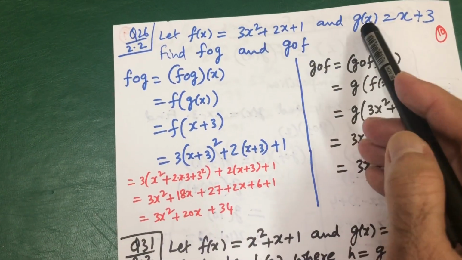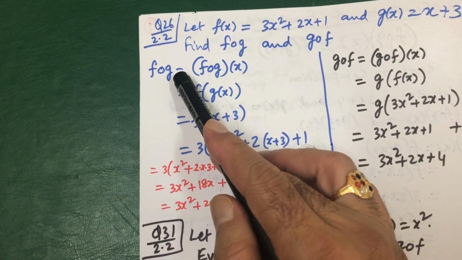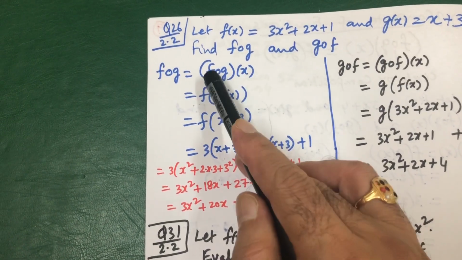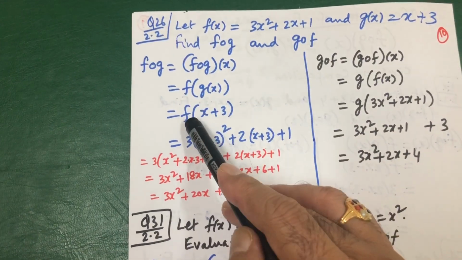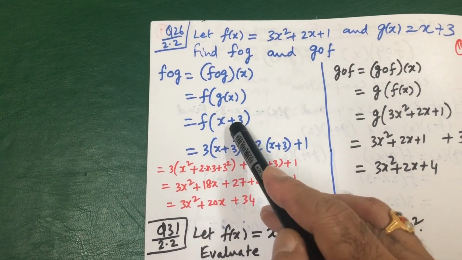One more. f(x) is equal to this, g(x) is equal to this. Find F circle Z and G circle F. F circle Z means at x will not be given. Default you should write it as x. So F circle Z means F, circle means G, x. Okay, so this is F. g(x) means x plus 3.